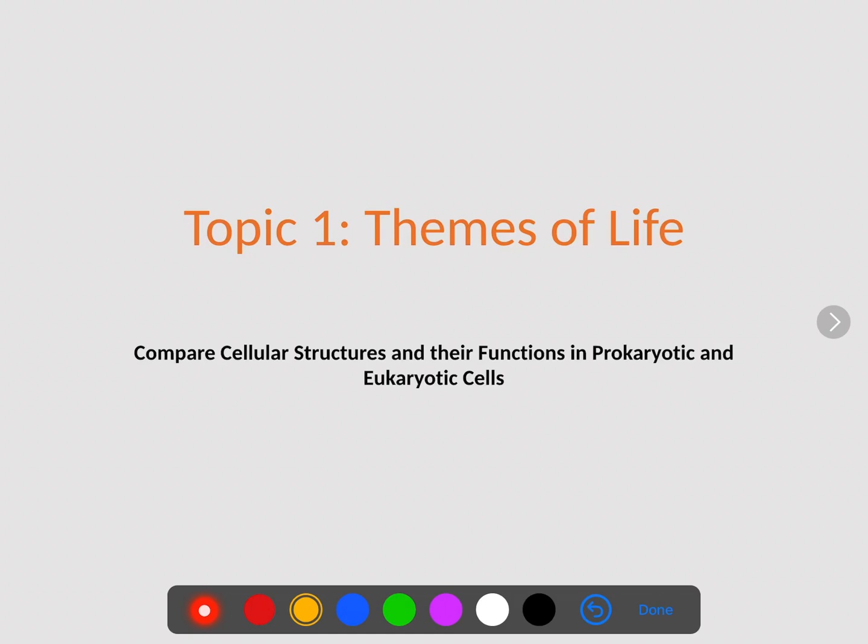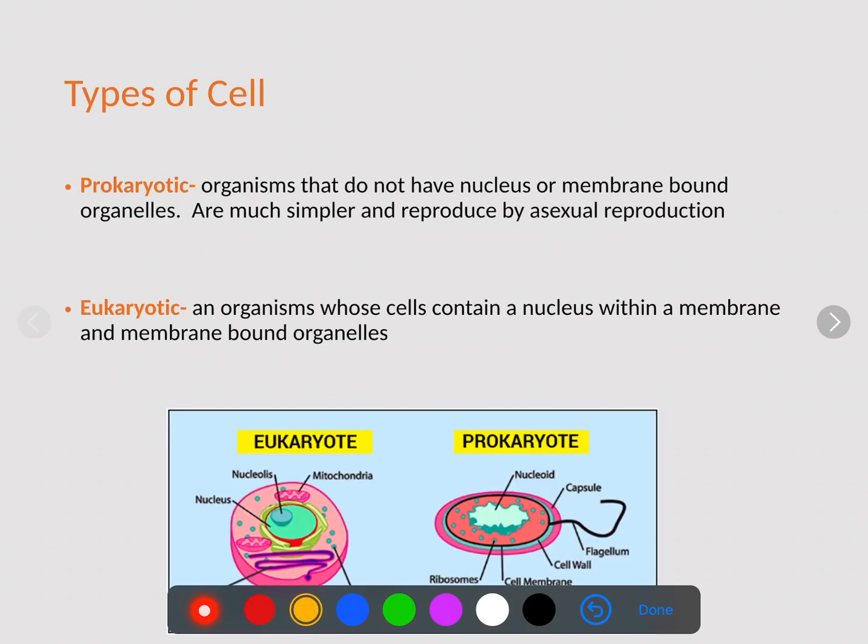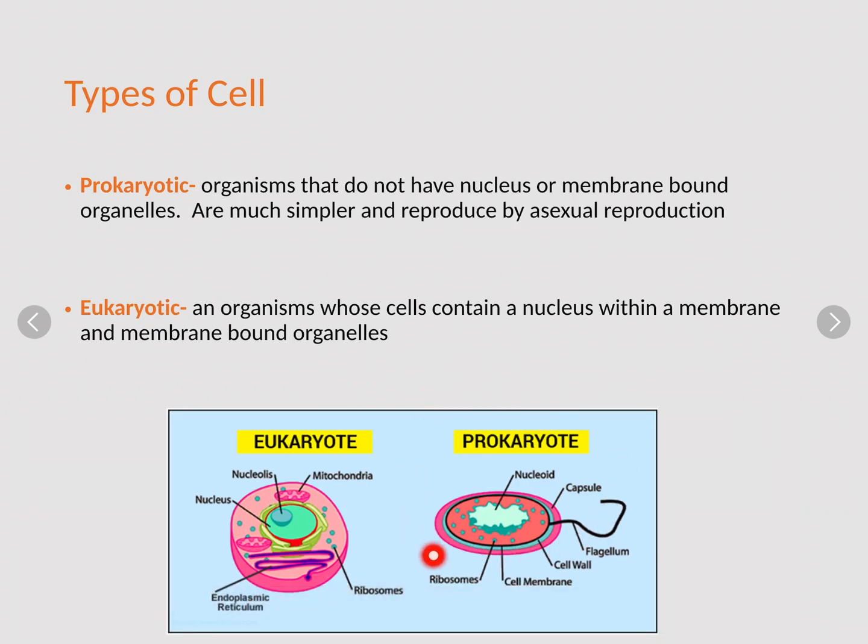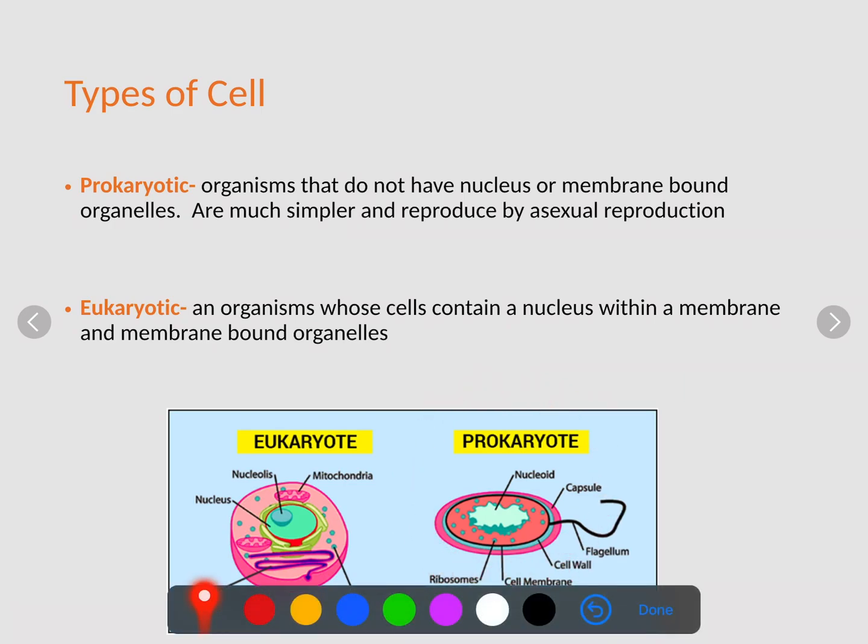Now, in this portion of the PowerPoint, we're going to be comparing cellular structures and their functions in prokaryotic and eukaryotic cells. So, let's first go over what the difference is between prokaryotic and eukaryotic. A prokaryotic cell would be one that is located down here. Notice they're smaller, they're less complex.